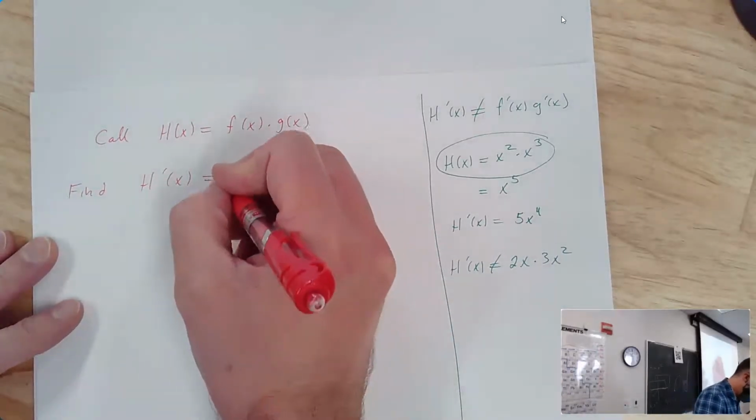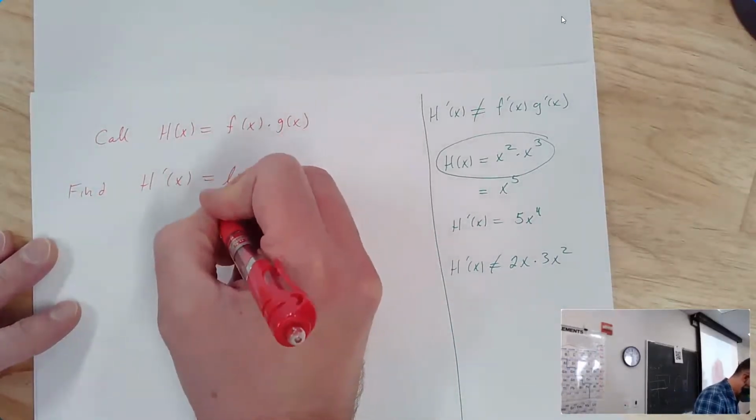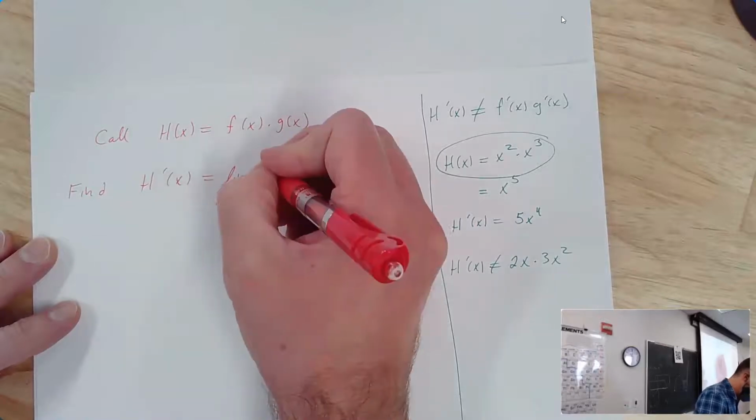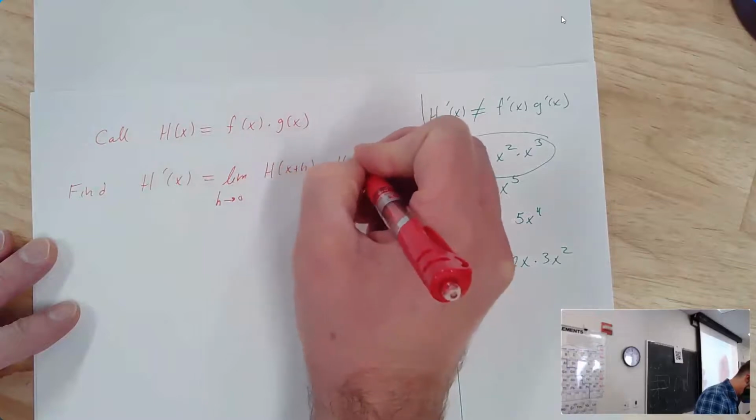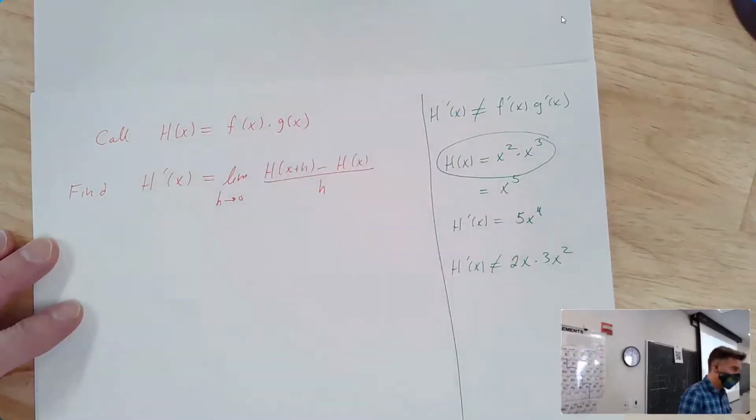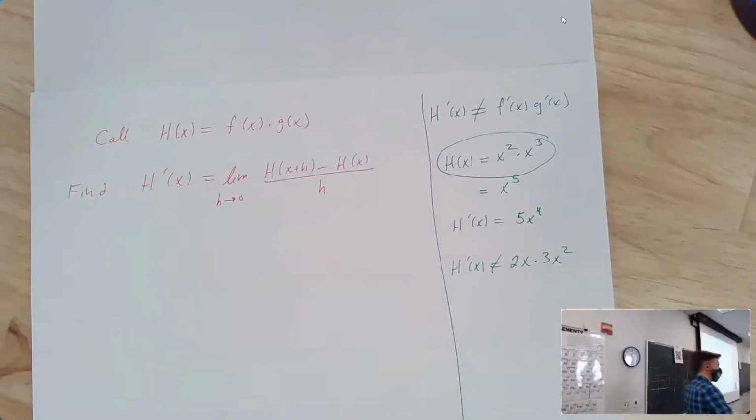So we're going to use the limit definition. Limit as h goes to 0 of h of x plus h minus h of x all over h. And that's always kind of where we go back to. If we don't know how to differentiate something, go back to the limit definition.